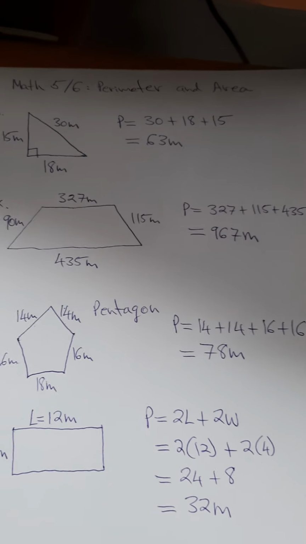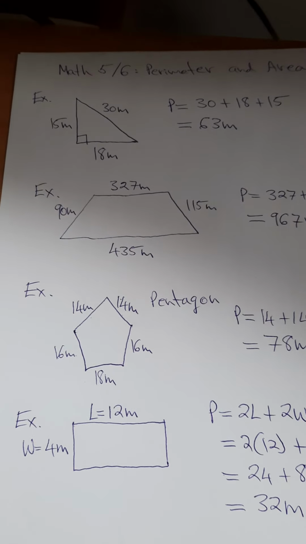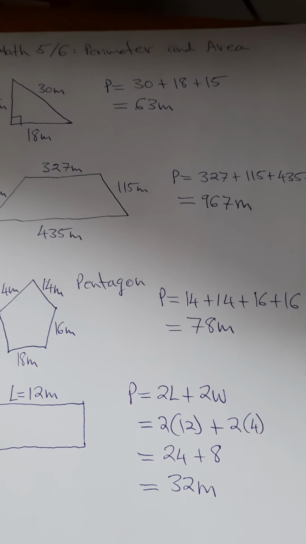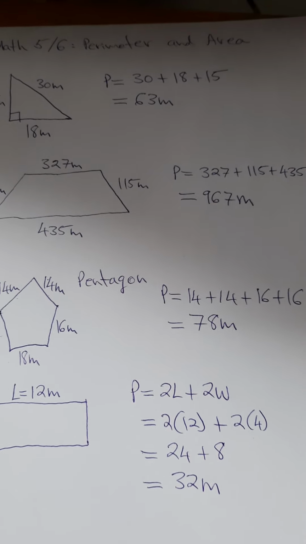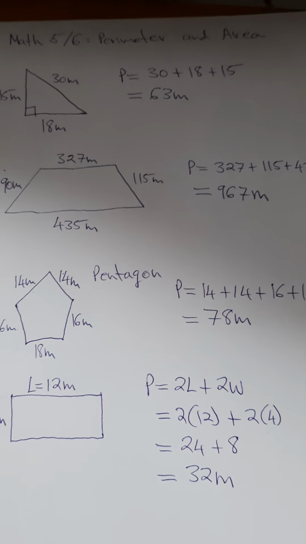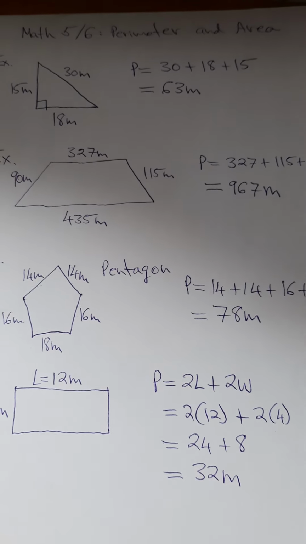So again, remember for the perimeter, we are not squaring it, okay? The unit squared is only for the area. Okay, let's try a couple more examples. Let's try the rectangle one more time here, okay? Are there any questions so far?